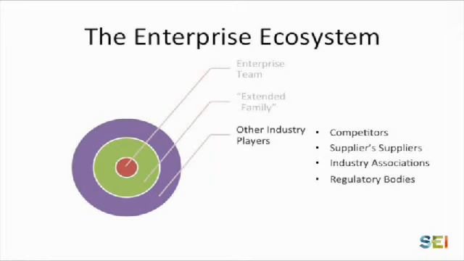As we move further out in the circle, we have other industry players who should and will affect your decision making. These include competitors, your suppliers, industry associations, regulatory bodies. While you may not engage these groups directly, you will want to include them in your research and collect information on them. If you don't take them into consideration, your enterprise may not be addressing the external environment as you need, and you may miss out on opportunities to have a strong start.